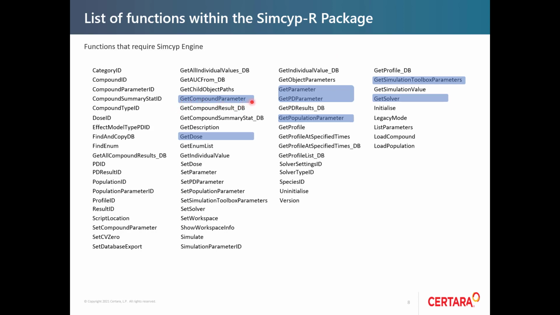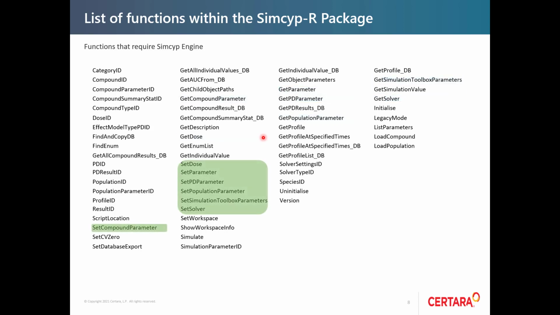So for example, getCompoundParameter, getDose, getParameter, getPDParameter, getPopulationParameter, getSolver, getSimulationToolboxParameter. What these functions do is that they go into the workspace that you've brought into R, and they are able to get the values or parameters used within that workspace. So if, let's say, you've forgotten the molecular weight that was used within the workspace, you can use getCompoundParameter to go into that workspace to extract the information of the molecular weight. Or another example is that if you have forgotten the dose amount that was used within a workspace, you can use the function called getDose to go into that workspace to see what the value of the dose is.